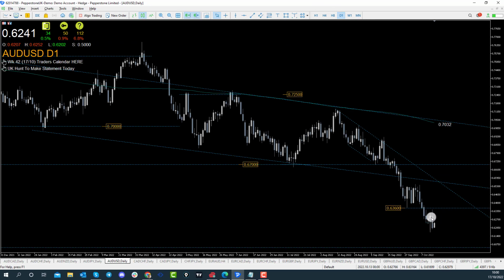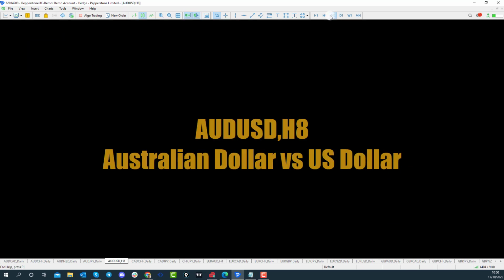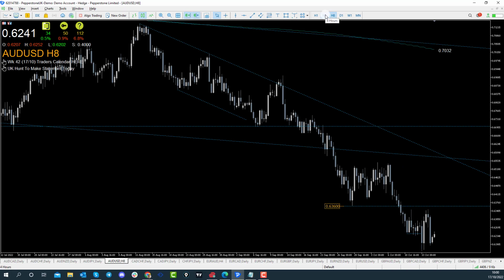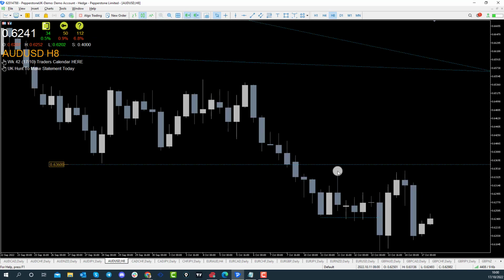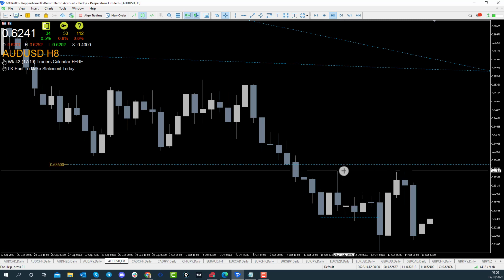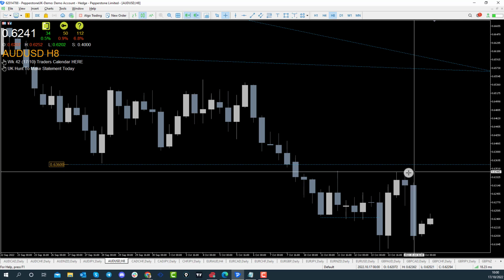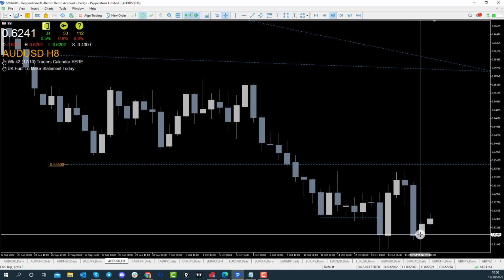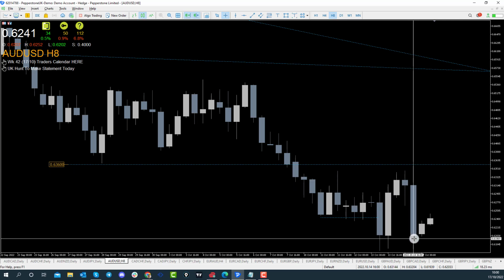Now we were looking to see if price would retest the 0.6360 before seeing a continuation to the downside, but instead price came in just shy. So if I just zoom in here, you can see we came in just around the 0.6350 handle instead, before price started to turn down. And you can see we had a strong impulsive move.